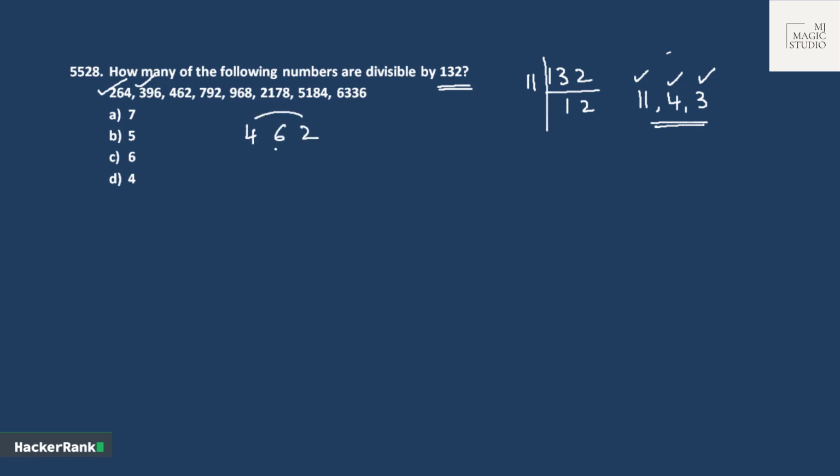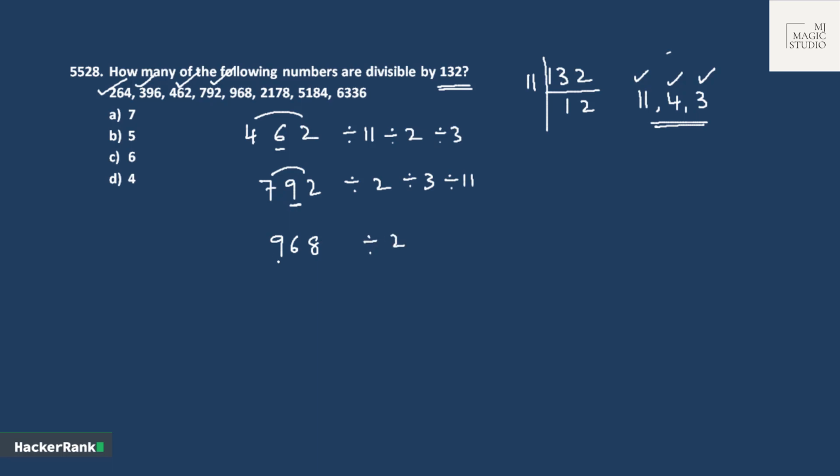462, 6 and 6, it is divisible by 11. And as it is 2, it is divisible by 2. 4 plus 6 plus 2 is 12. That means it is divisible by 3 also. This number is also divisible by 132. 792, divisible by 2. 9 plus 2 is 11 plus 7 is 18. It is divisible by 3. 9 minus 9 is 0. It is divisible by 11.